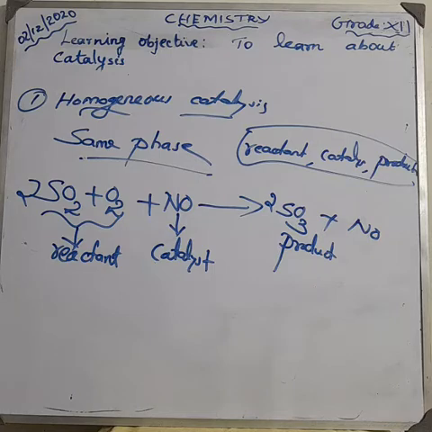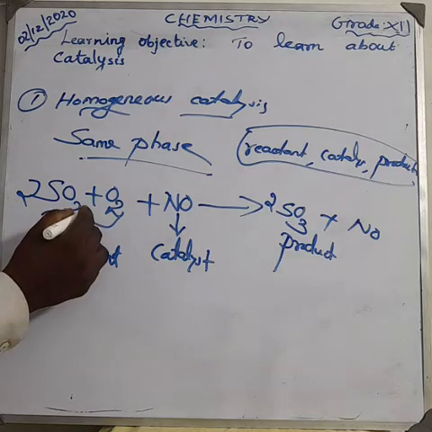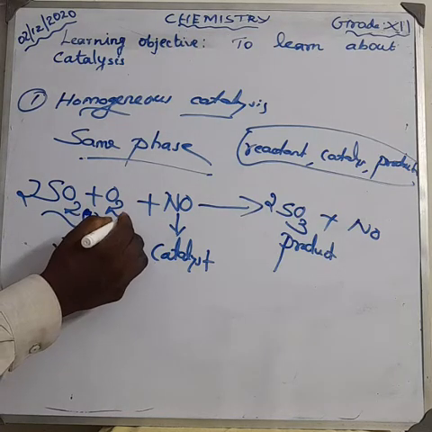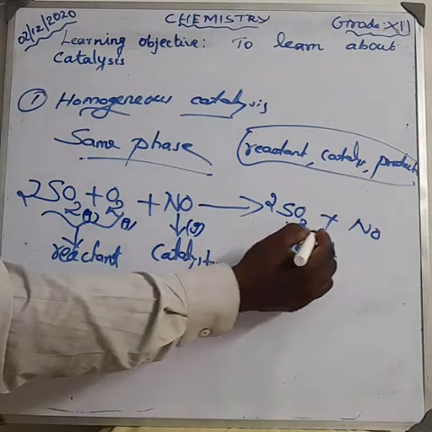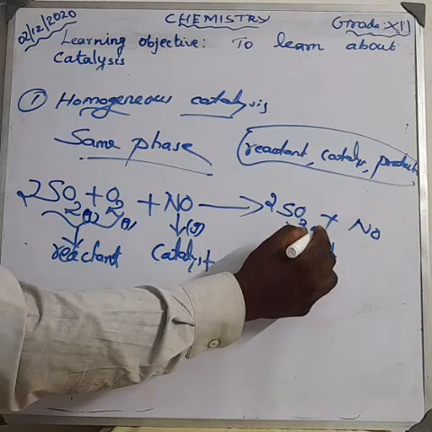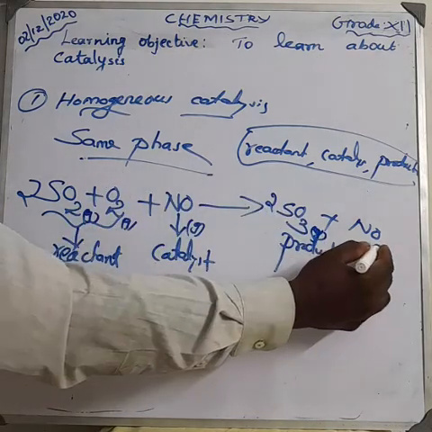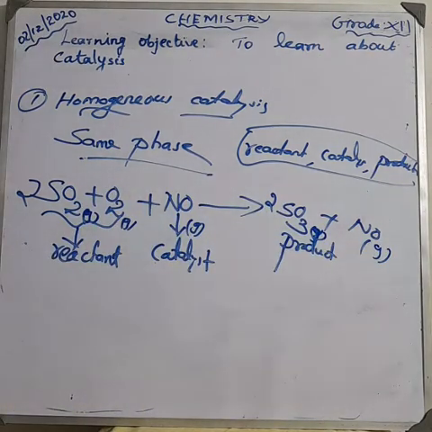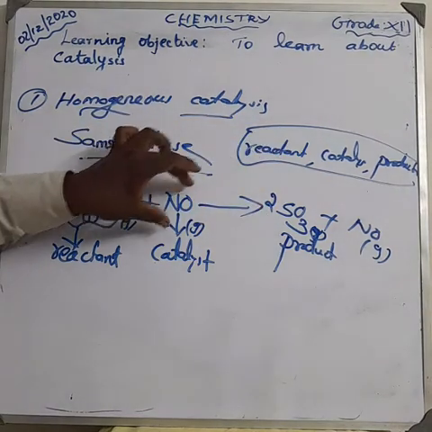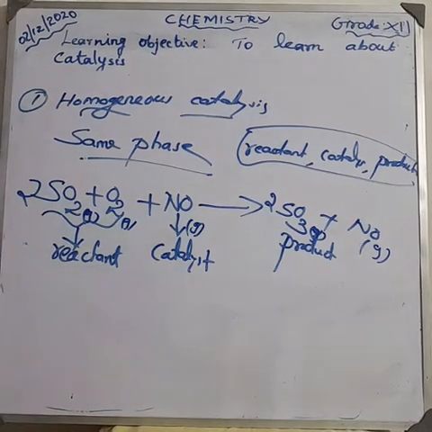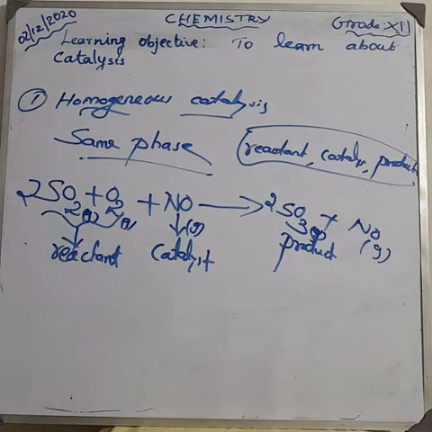Okay, here sulfur dioxide is in the gaseous phase. Oxygen also gas, NO also gas, SO3 also gas. Okay, so everything is in gaseous phase. So the reactant, catalyst, product, of the same phase is called a homogeneous catalyst.